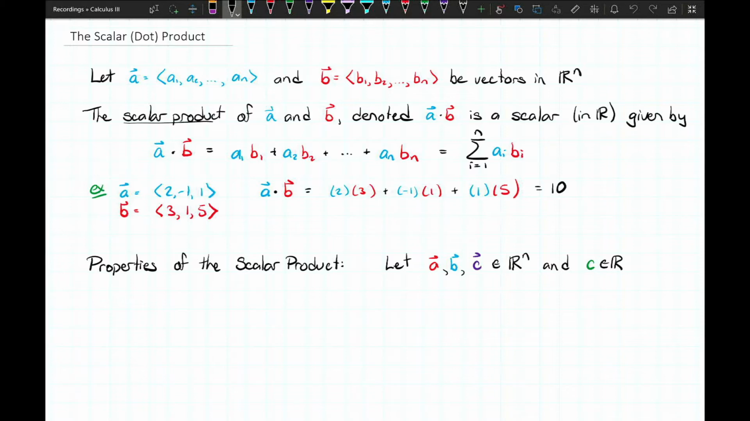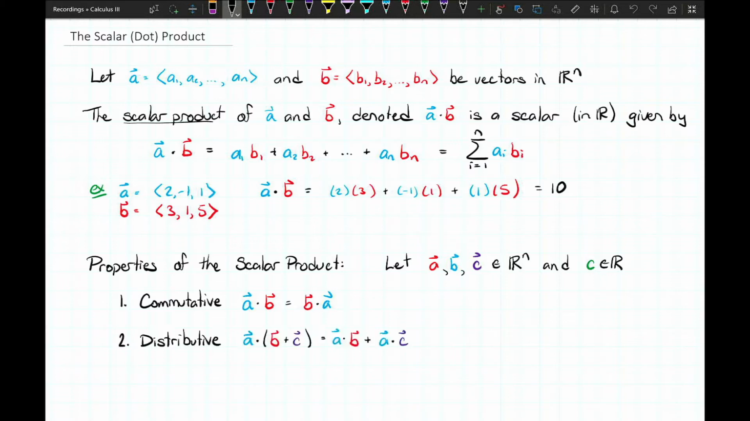Well, the first property to talk about, we say that this dot product, or this product, is commutative. That means that the order A dot B and the order B dot A produce the same value. And you can try to prove that yourself. You would just have to see that multiplication of each component is commutative, and therefore the scalar product of two vectors is also commutative.